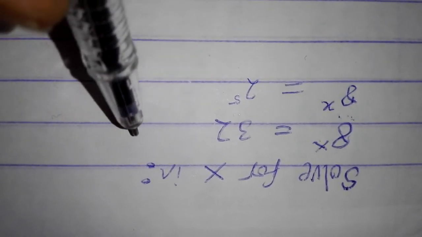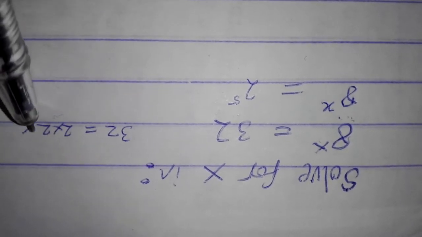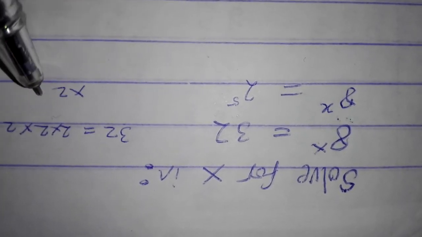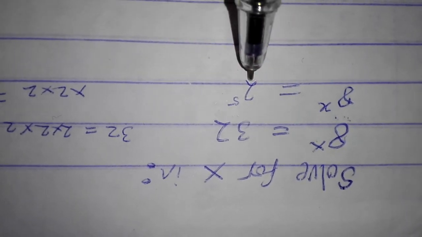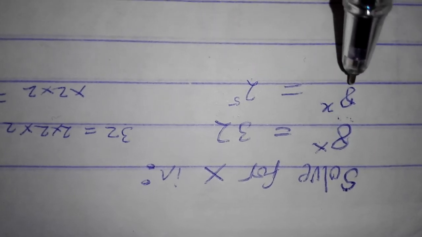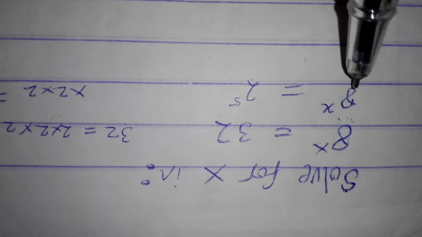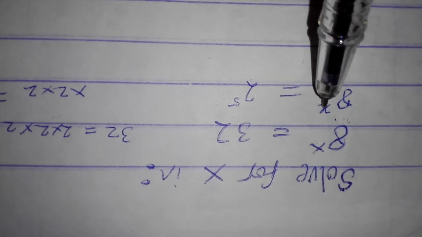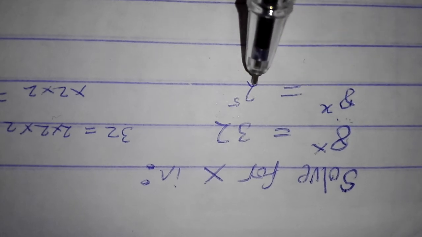That means 32 on its own is 2 times 2 times 2 times 2 times 2, which is 2 raised to power 5, which is the same thing as this. So all you have to do now is, if you look at the left hand side of the equation, that means this number 8 that is carrying x like a baby. So you have to what? Make sure they have the same base with 2.